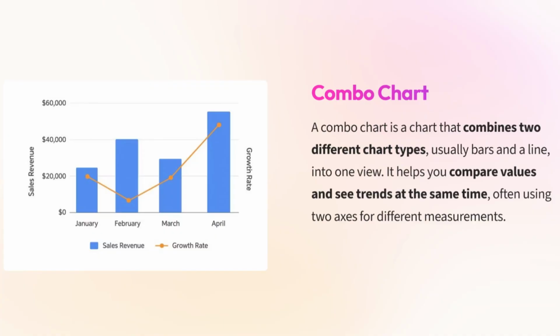So what is a combo chart? It combines two chart types, usually columns and a line, in one chart, often using two axes. This makes it super easy to see the relationship, differences, and overall trends at a glance.